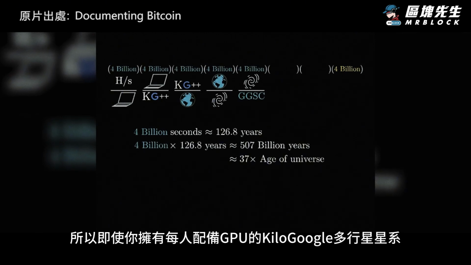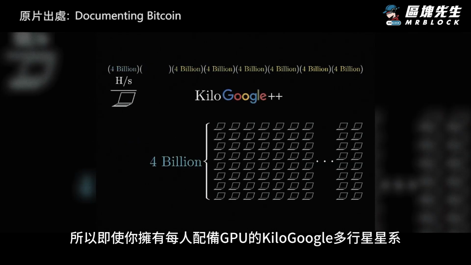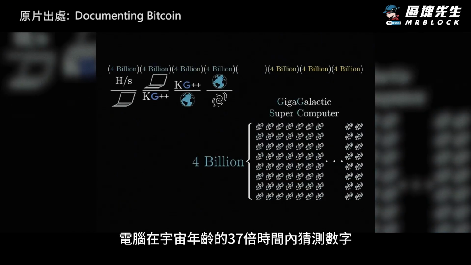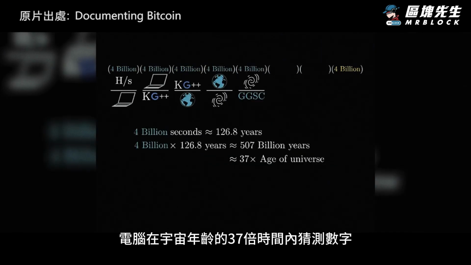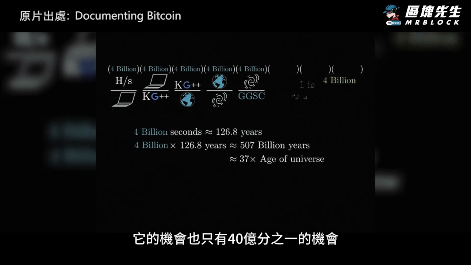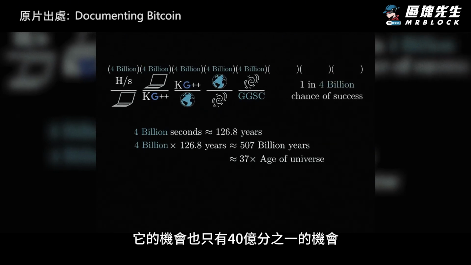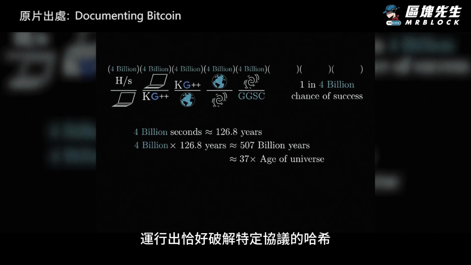So even if you were to have your GPU-packed kilogoogle per person multiplanetary gigagalactic computer guessing numbers for 37 times the age of the universe, it would have only a 1 in 4 billion chance of running the hash that happens to break a given protocol.